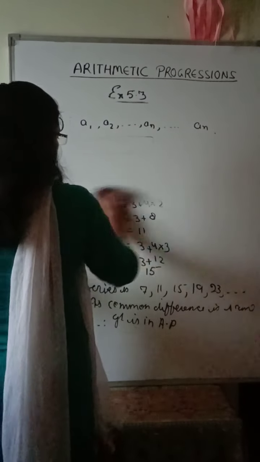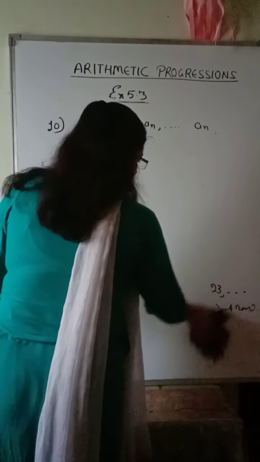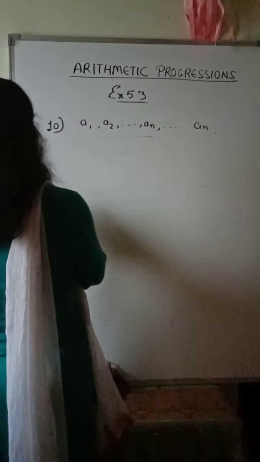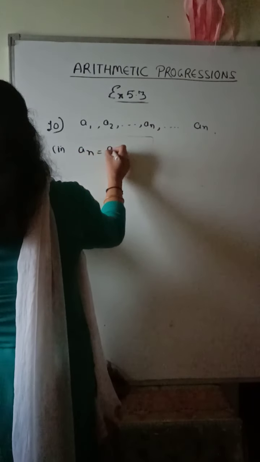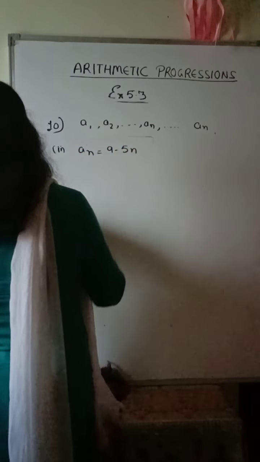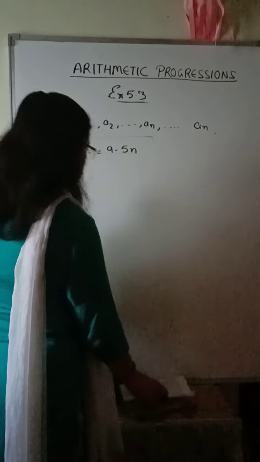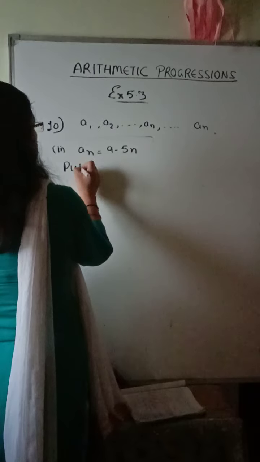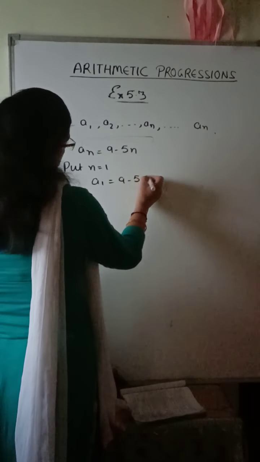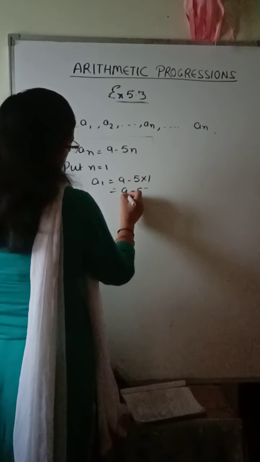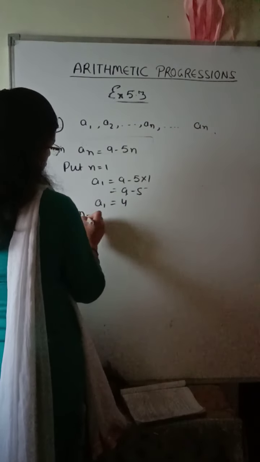Now we can go to our second part and the last question of this video. So what is the second part? Second part is the an term is equal to 9 minus 5n. हमें शो करना है कि ये AP बनाता है. Same way, you put the values. Put n equals 1. So a1 is equal to 9 minus 5 × 1. So 9 minus 5, 4. ठीक है. Put n equals 2.